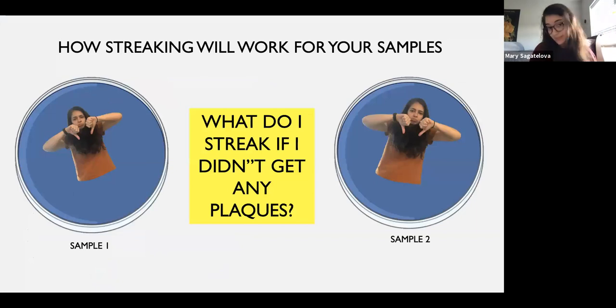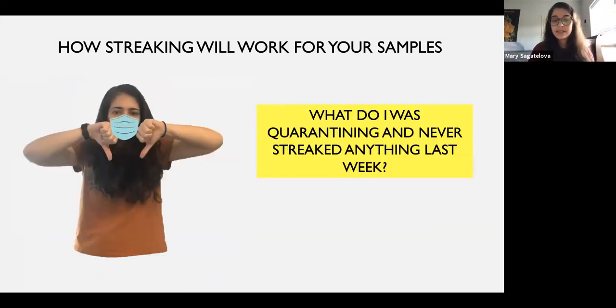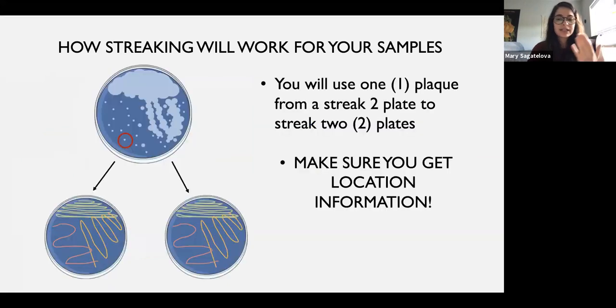And again, if you didn't get any plaques, or you were in quarantine and never got a chance to do any streaking to begin with, we're just going to give you another plaque backup plate for you to streak. So someone's streak 2 plate will serve as your plate that you will streak onto 2 different plates, right? You're going to pick 1 plaque and do it onto 2 plates. And then make sure you get that location information. Very key.